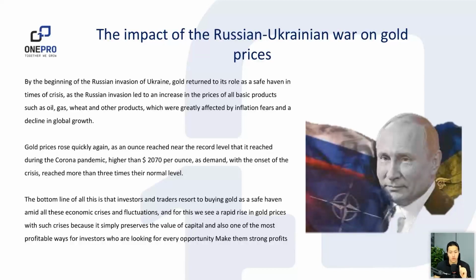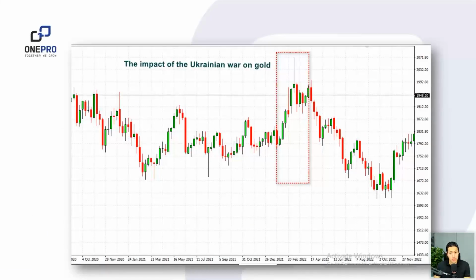And we had another move to higher than $2,070 per ounce. During the corona pandemic we had a high, and we had a higher high during this Russian invasion into Ukraine, and this is what we can see here. By the beginning of February, which is here, you can see that gold was trading around 1792. And you can see how quickly prices went higher to the levels of 2071.